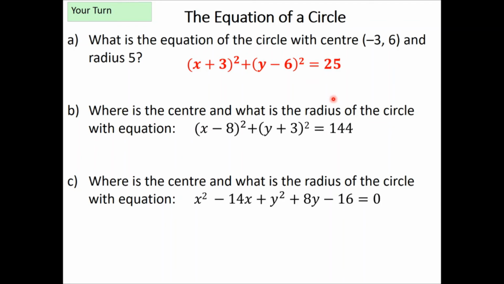For the second part, going back the other way to work out the center. So now the center will be at (8, −3), and the radius will be the square root of 144, which is 12.